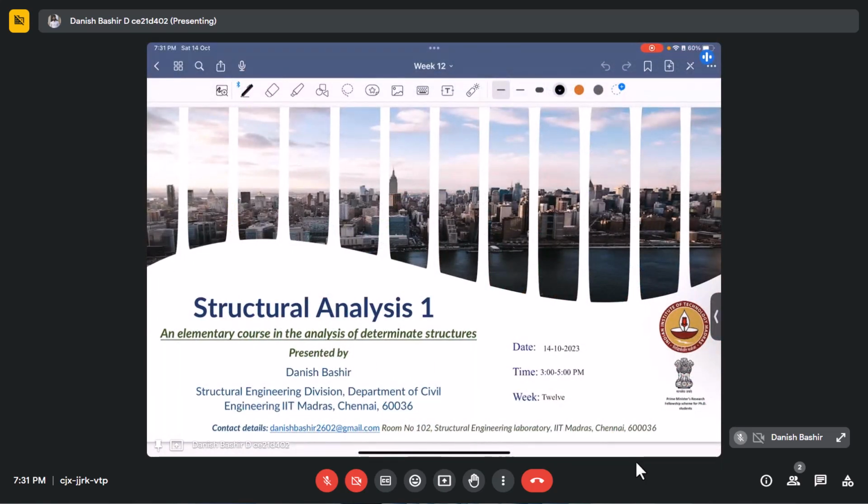Welcome everyone to Structural Analysis 1, an elementary course in the analysis of determinate structures. Today is the 12th week and it's the last week of this online problem solving session. In the last couple of weeks, we were studying all about strain energy and how we can use this concept in deducing deflection and slopes in different types of structures like trusses, beams, and frame members.